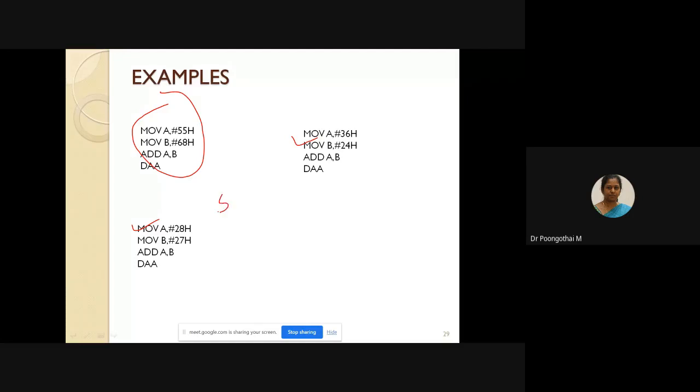So first, write it in binary. 0101 0101 0110 1000. Add these two. What is the answer after adding? Please find out.